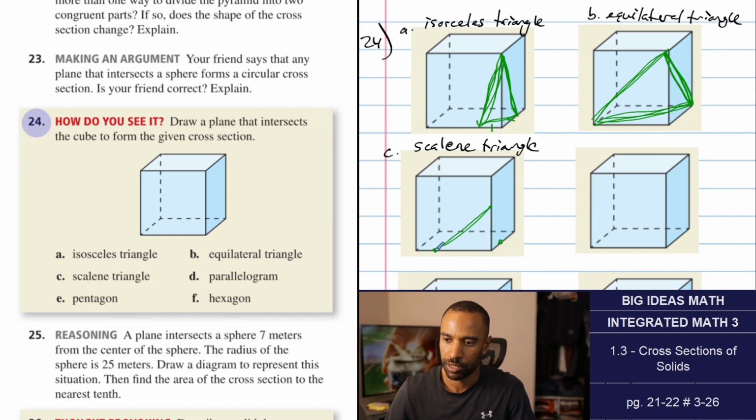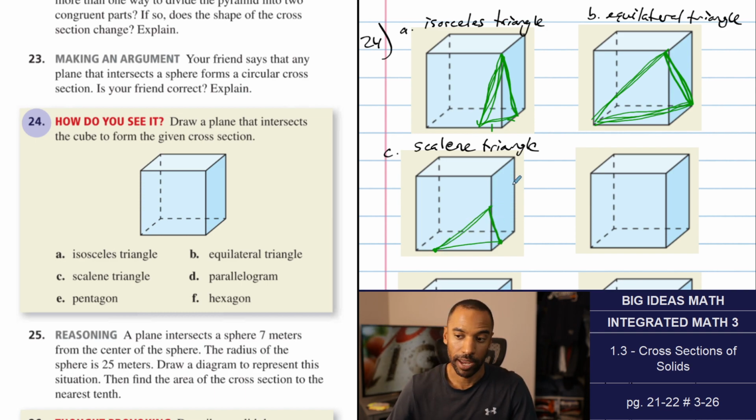Let me use my cursor, not my mouse. So that would be more so scalene. Could be a right triangle, doesn't make it not scalene if so. Part D, parallelogram.